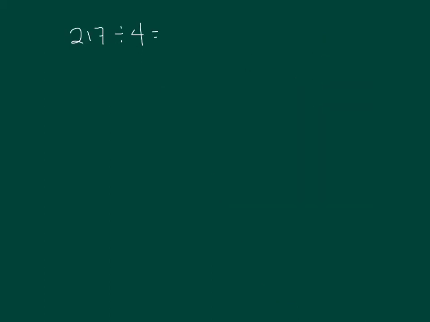So let's try this now as a you do, and you go ahead and do this number, 217. I'm going to put it over here so I have more room. 217 divided by 4. Go ahead and try that on your own, and then if you get stuck, push play so I can catch up with you, or if you get all the way to an answer, push play so you can see if you got it right.